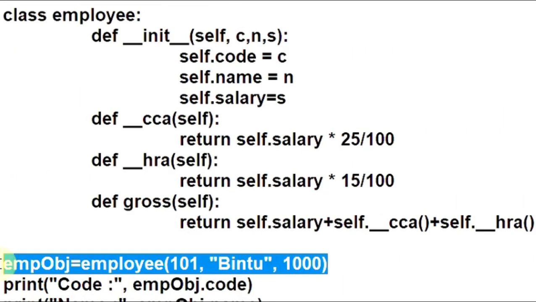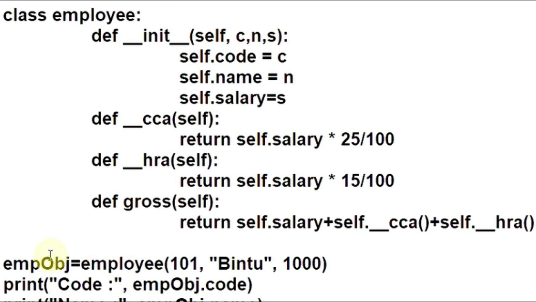Start from the main function. You are making an object empobj of employee class. 3 arguments 101, bin2 and 1000 will be passed to it. These arguments will be assigned to these parameters C, N and S. And from these parameters C, N and S, they will be assigned to code, name and salary attributes. These code, name and salary are public attributes. Be careful. There is neither a single underscore or 2 underscores. So they are neither the protected attributes nor the private attributes.